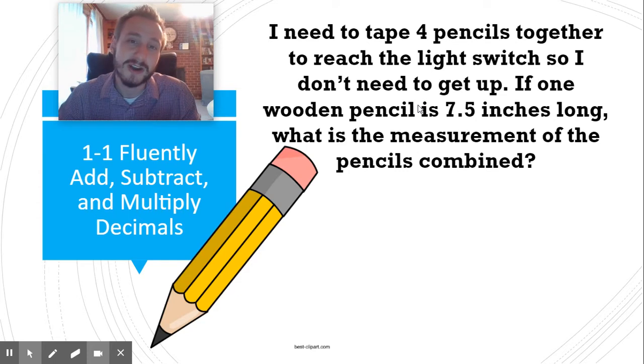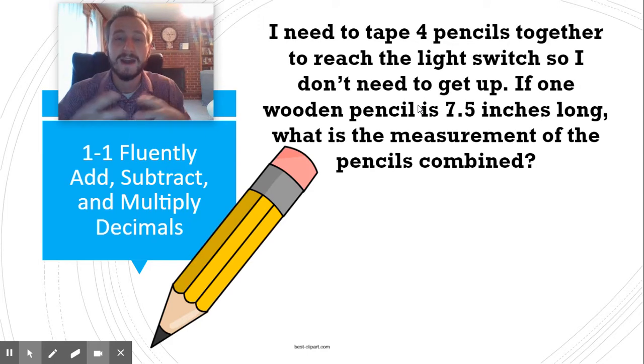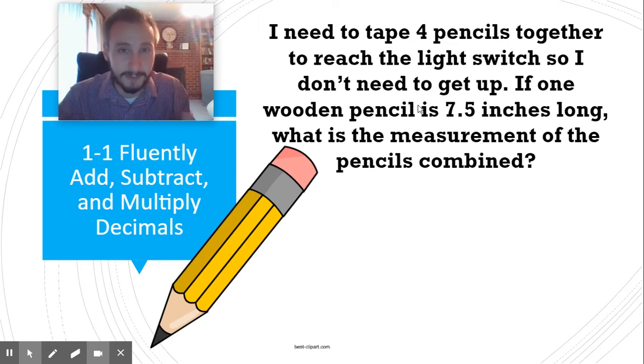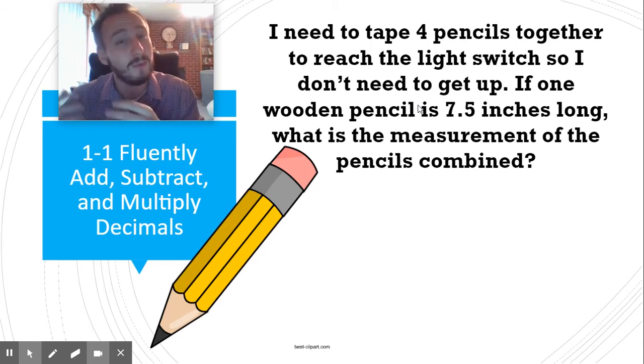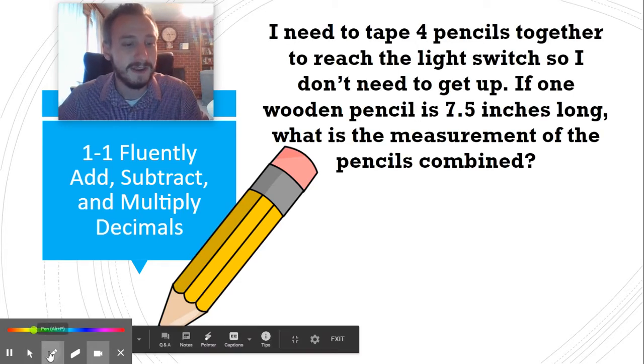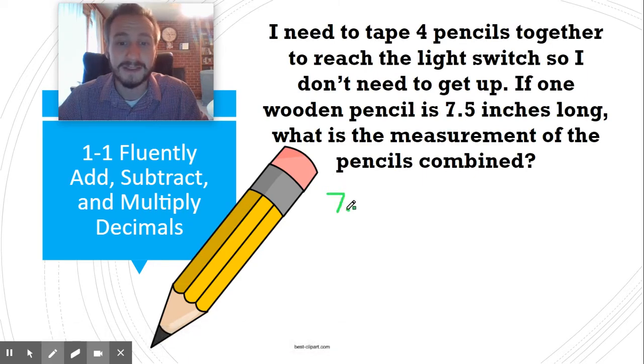So there's a few ways we can try to solve this problem. And that's what we're going to be working on in this chapter. We want to see if I were to take 7.5 inches and add them all together, what would my answer be? Okay, so let's try 2 different types of problems. We'll do repeated addition, and we'll try multiplication. So if I take my pen, let's write 7.5, and I have 4 pencils that are 7.5. Let's line up our decimals, because when we add and subtract with decimals, you want to line up these decimals.